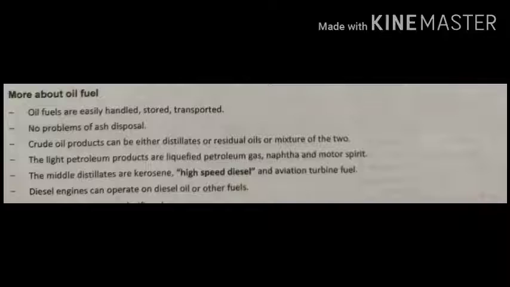Now we will see some more points about the oil fuel. Oil fuels are easily handled, stored and transported. No problem of ash handling. Crude oil products can be either distilled or residual oils or a mixture of the two. The light petroleum products are liquefied petroleum gas, naphtha and motor spirit. The middle distillates are kerosene, high-speed diesel and aviation turbine fuel. Diesel engines can operate on diesel oil or other fuels. It should have high calorific value. It is cleaner than fuel oil.